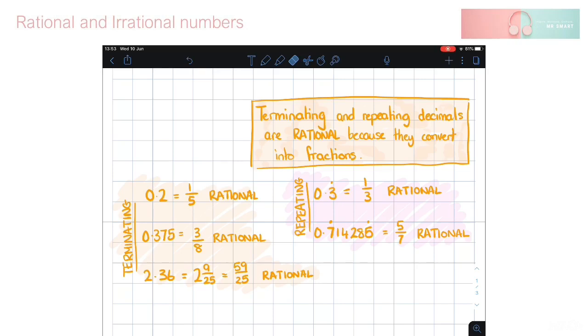And some repeating decimals too. So 0.3 recurring can be written as 1/3, and 0.714285 repeated is the same as 5/7. So these are all rational.